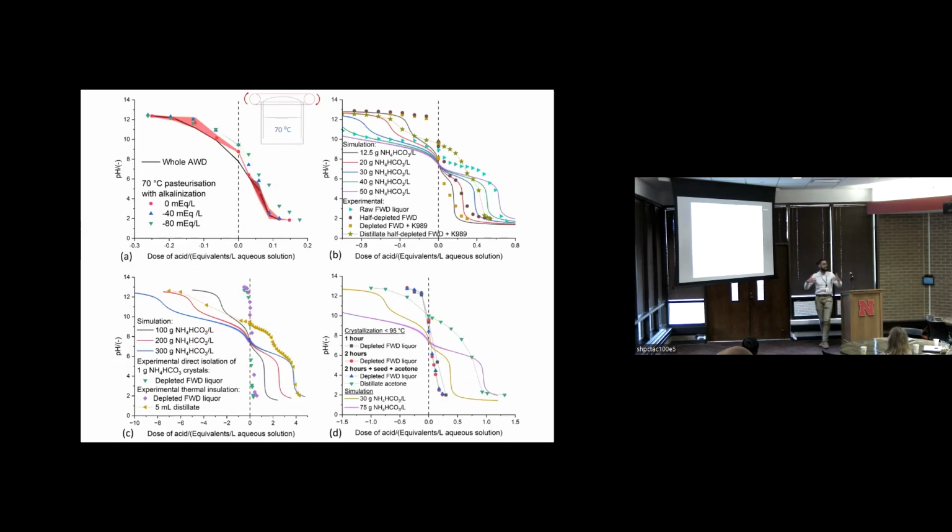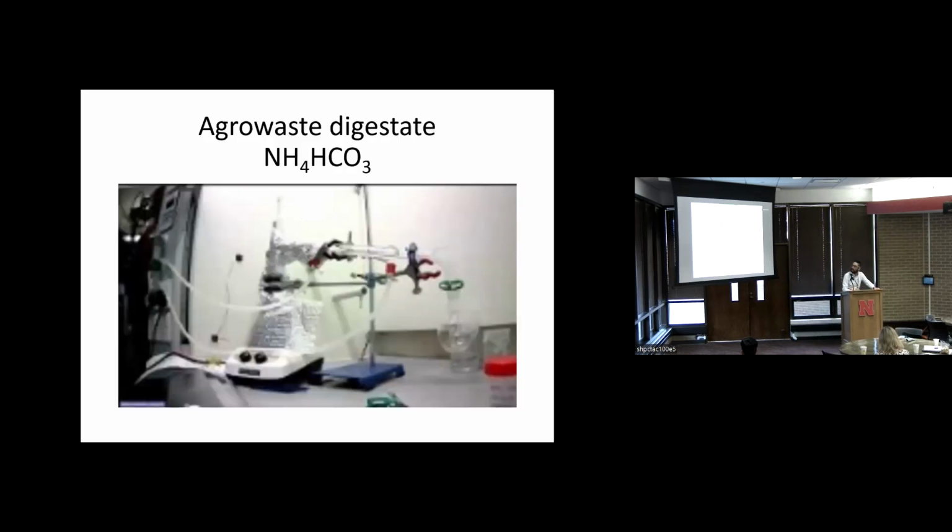So these are more strategies that I've been testing. I have a following video. For instance, here I'm looking at a 70 degrees deposterization. I'm looking to harvest these crystals with a circulating system with the agro-waste digestate, which is more difficult. Or even here, I am half depleting the food waste digestate, and then adding an anti-foam, K989, so I can increase the heating more and completely deplete the ammonium bicarbonate. So these are different strategies that I've been using.